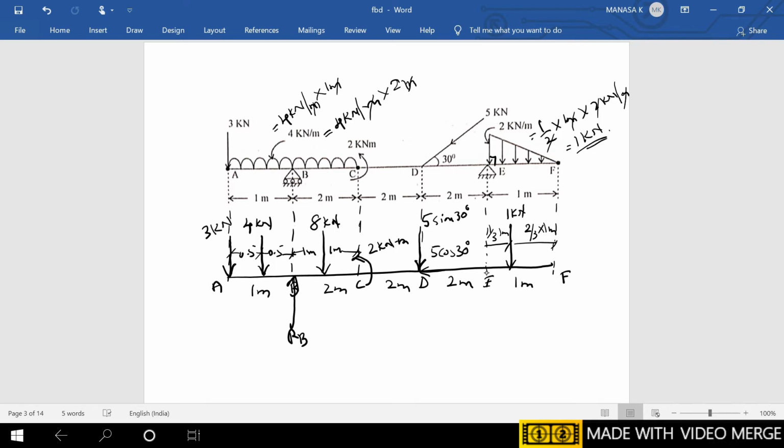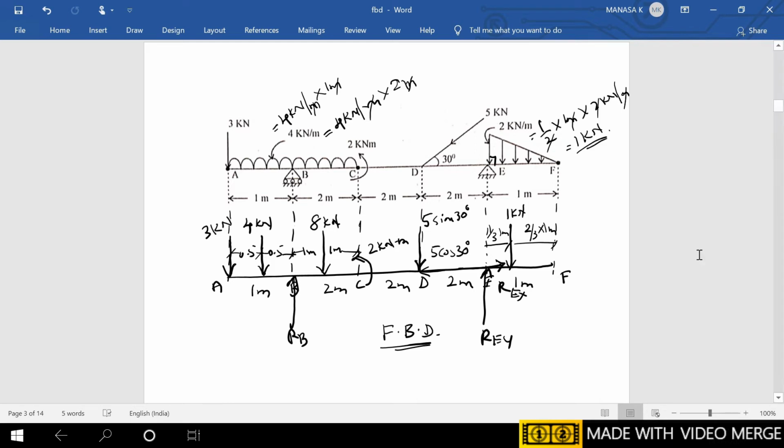Next at E there is a hinge support, which will have two reactions. One I'll take as REY, another as horizontal REX. For REX, I'll assume it is towards the positive x-axis. So we'll see whether the assumption is correct or not. Now I have converted the space diagram into a free body diagram by converting all the supports as well as loading into magnitude and direction of a force.